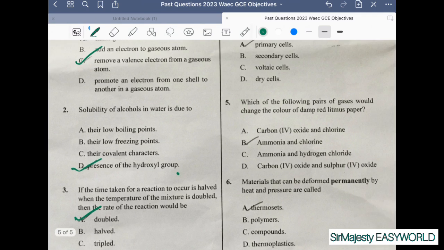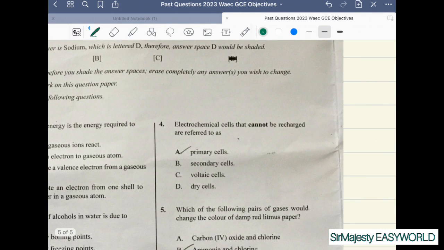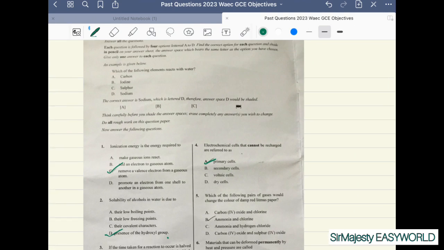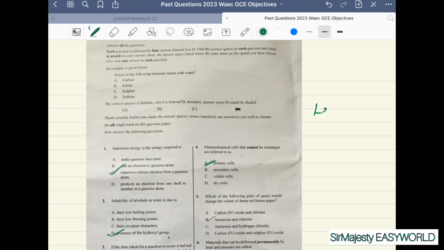Reaction. So number 3, the answer is A. Number 4 says electrochemical cells that cannot be recharged are primary cells. Examples of such primary cells are the Leclanché cell and the Daniell cell. So these cells are primary cells, they cannot be recharged.